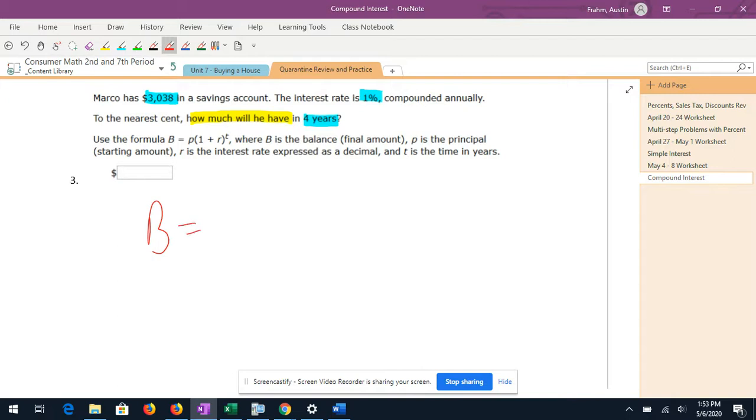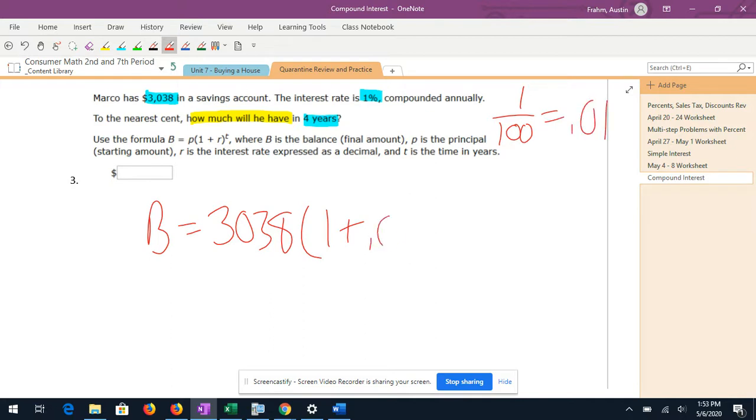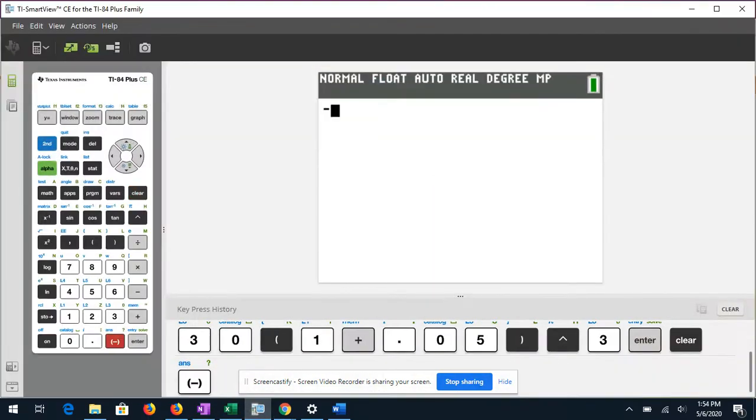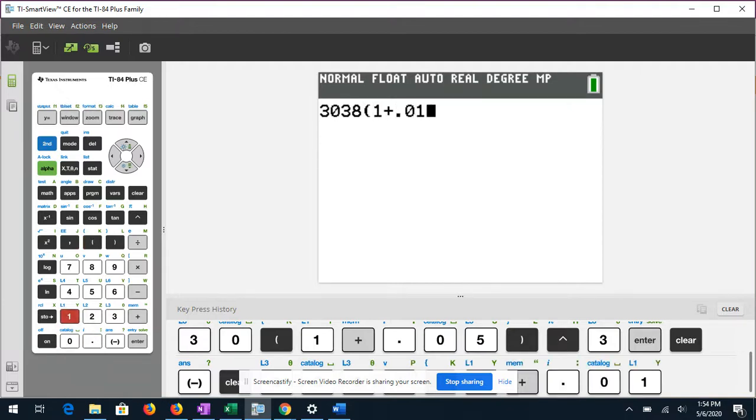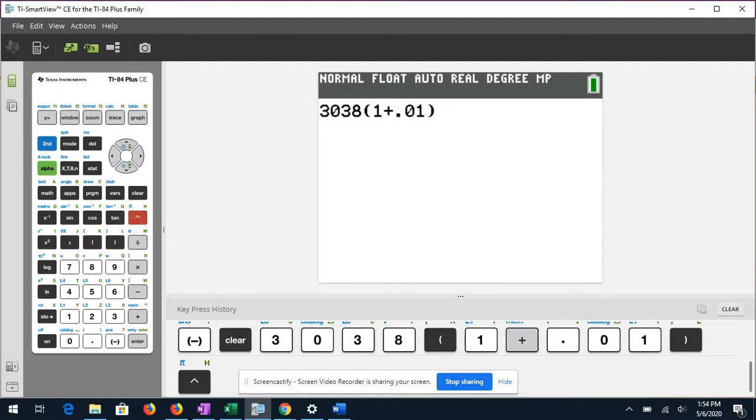So B is going to equal our principal of 3,038 times 1 plus the R value, which we need to change 1% into a decimal by dividing it by 100, which would be 0.01. And we raise it to the T power, which is 4. So let's type this into the calculator. 3,038 times 1 plus 0.01 to the 4th power.